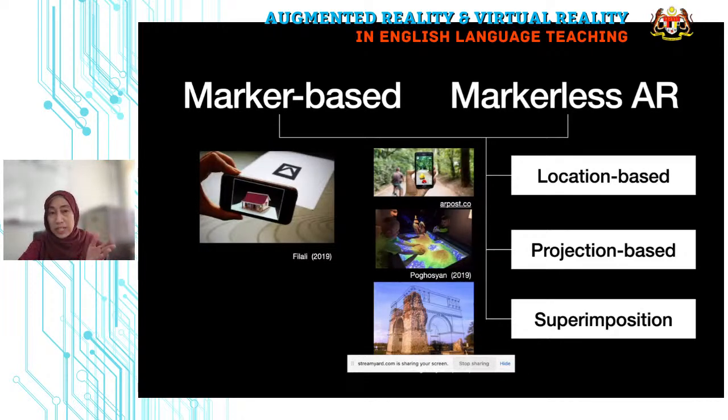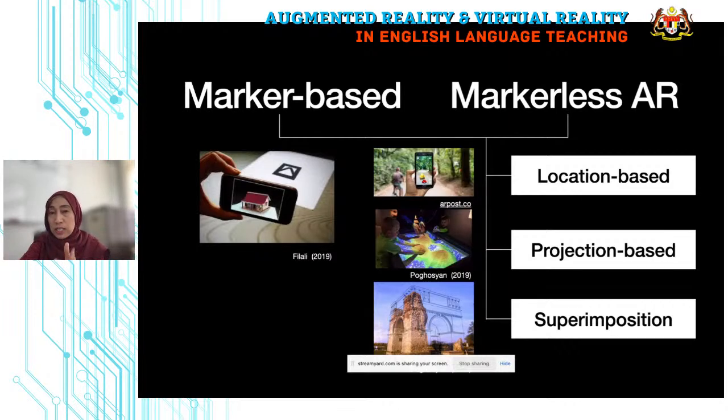This marker based, as you can see from the right, it's my left side, but it's probably your right side now, you can see that there is an image and there is another overlay image on the marker for marker based AR. This picture is taken from Filali 2019. Whereas if we look at another type, markerless based AR, there is no marker, there's no need for any images, but it is embedded on the location. So the overlay images are actually embedded on the location base.